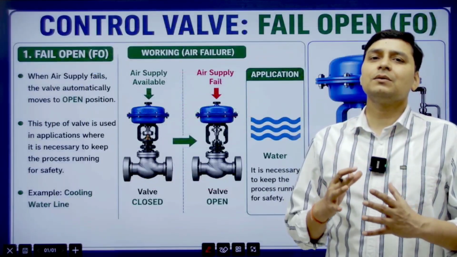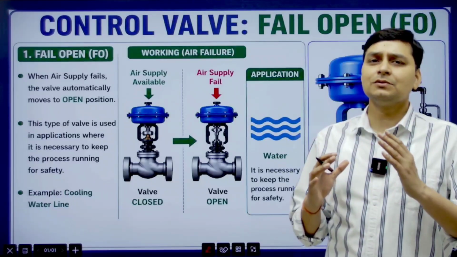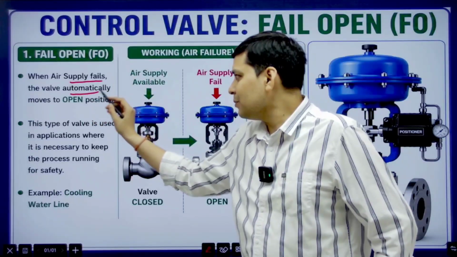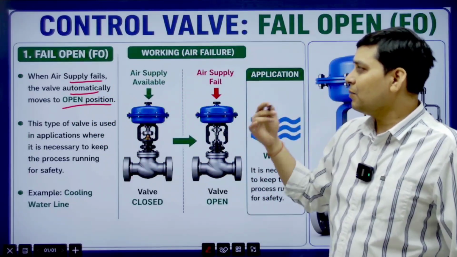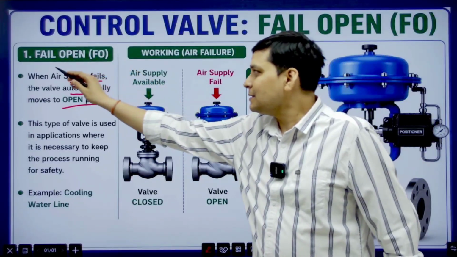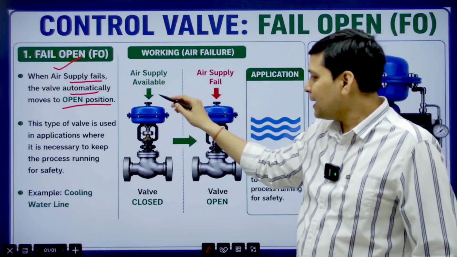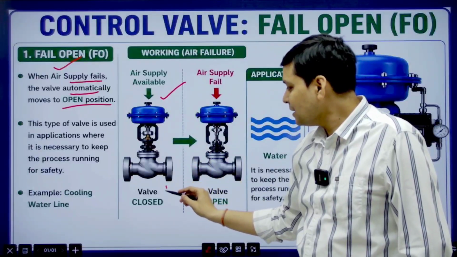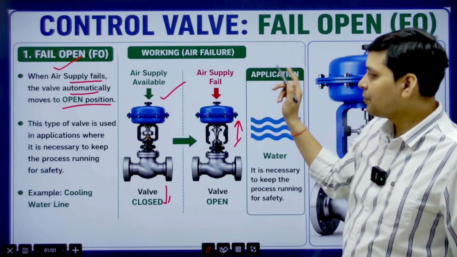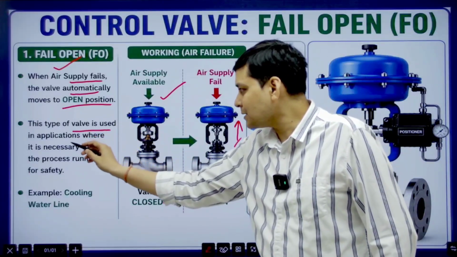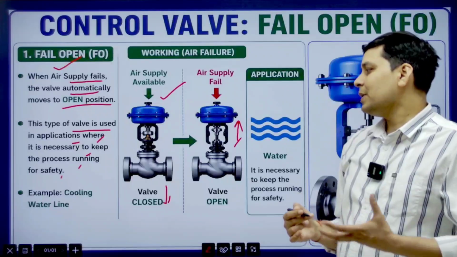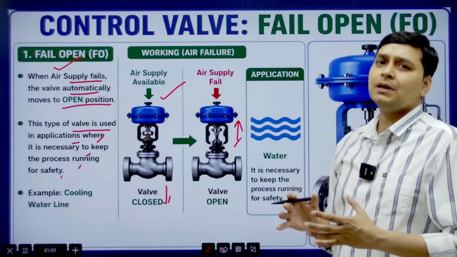Now we will discuss the working of a fail open valve, also known as FO. When air supply fails, the valve automatically moves to the open position. Fail open means when air supply fails, it will open fully, as its name indicates. When air supply is available, the valve will start closing, and if air supply fails, it will be fully open. This type of valve is used in applications where it is necessary to keep the process running for safety, for example a cooling water line, and for example level control.